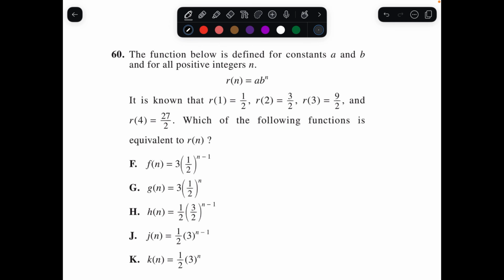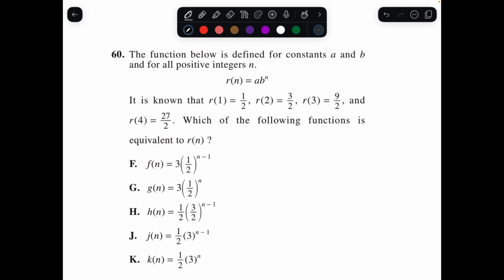On to question 60, which says the function below is defined for constants a and b and for all positive integers n. And it tells us r of n equals a times b raised to the power of n. It is known that r of 1 equals 1/2, r of 2 equals 3/2, r of 3 equals 9 over 2, and r of 4 equals 27 over 2. And it asks us which of the following functions is equivalent to r of n.